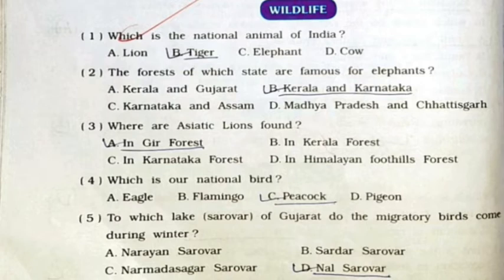Second, the forests of which state are famous for elephants? It's option number B, Kerala and Karnataka. Third, where are Asiatic lions found? It's option number A, in Gir forest. Fourth, which is our national bird? It's option number C, peacock. Fifth, to which lake or sarovar of Gujarat do the migratory birds come during winter? It's option number D, Nal Sarovar.